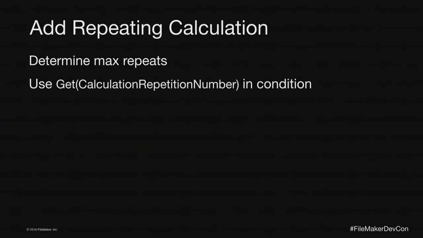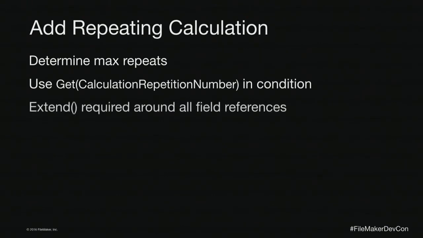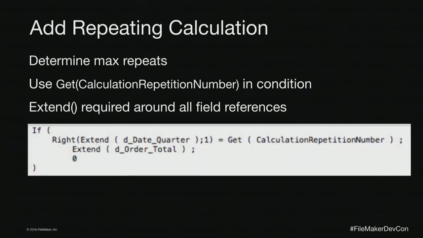The way this essentially works is the use of 2 calculation functions, Get(CalculationRepetitionNumber) and Extend. And I'm going to look at a calc formula and we'll see how those 2 things come together. So here I'm looking to get at sales rep by quarter. So I've created a calculated repeating field with only 4 repetitions, and I'm doing a reasonably simple test. In my quarter field, it happens to be Q1, Q2, Q3, Q4. So the first piece of this is to break out that into its last character.